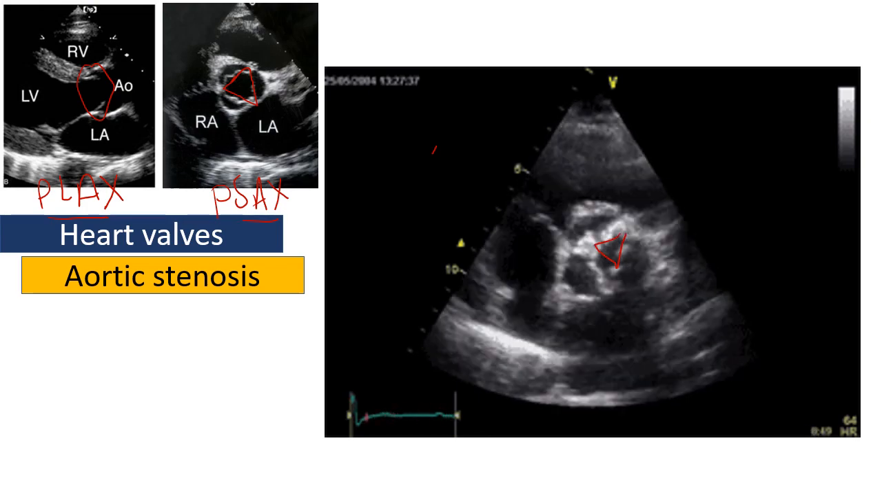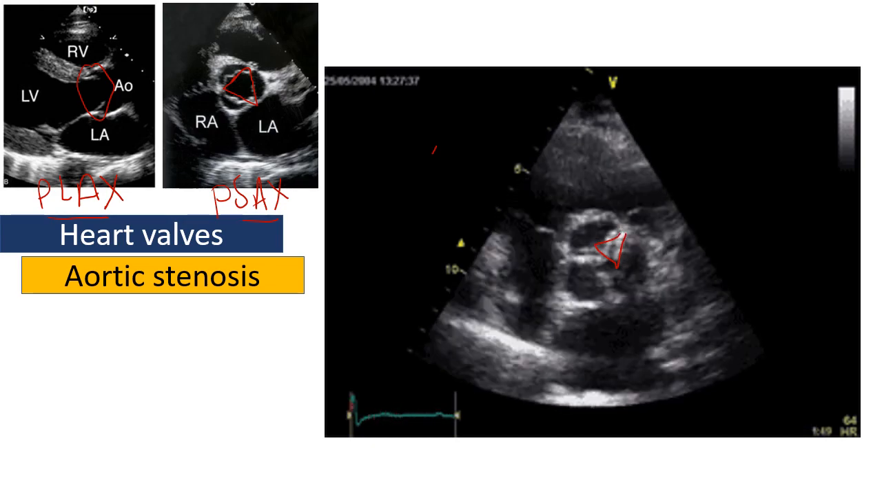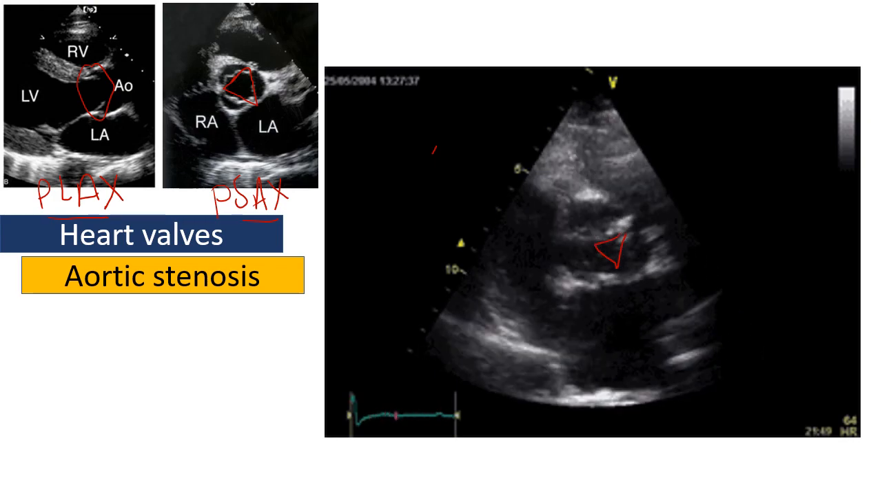So this is the first mode in identifying the aortic stenosis, which is the normal 2D mode, without applying any additional echo modes.